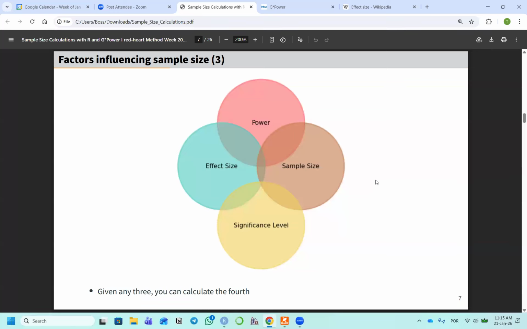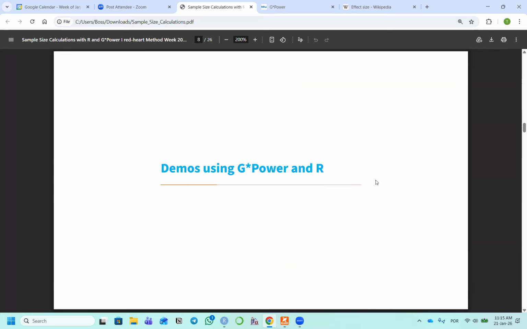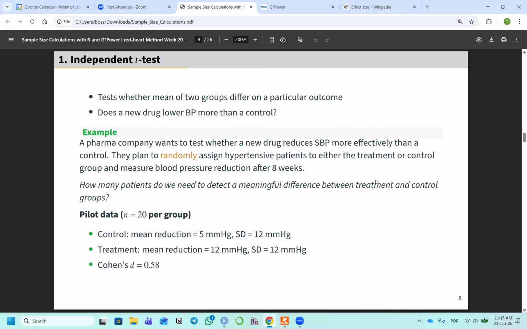So in one way or another, these are the main concepts we should know when we talk about sample size. Excellent. Now I will directly jump to showing some examples using G*Power and R very quickly, so that if you have any question, you can put it in the chat box and I will try to explain it today, or you can also send it to me through my email.